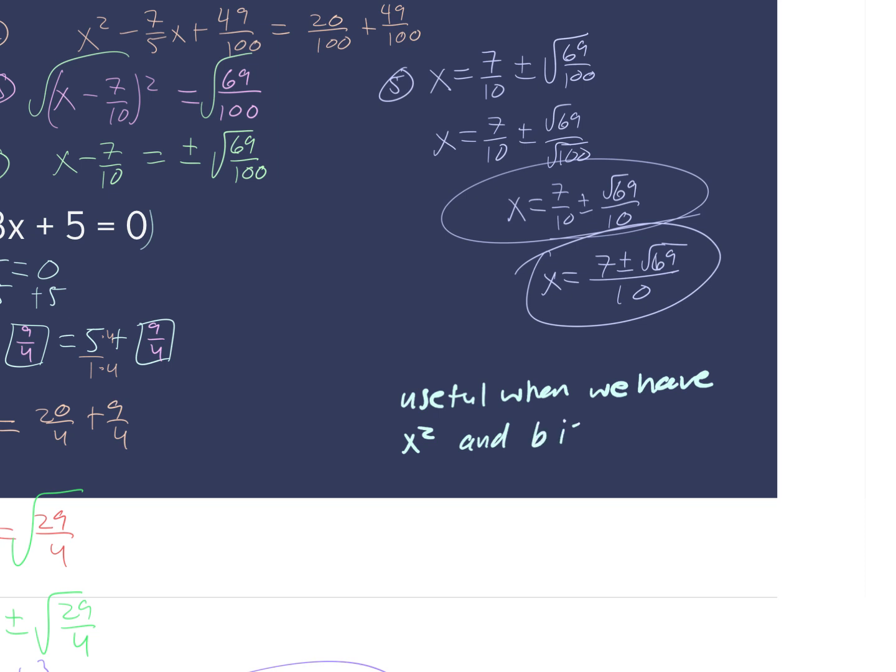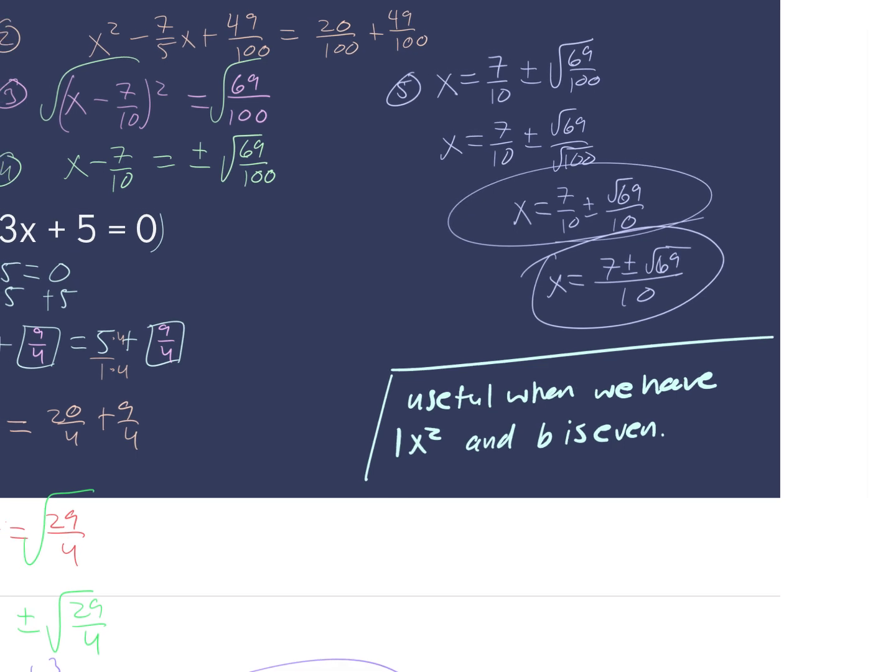and b is even, right? Because when b is even, and we saw it in the earlier examples, we don't get those fractions and we get nice perfect square trinomials, right? Ones that are pretty easy to factor, right? So this is just a little side note. It's useful when we have just an x squared, right? So 1x squared, you can think of it like that, and b is even, right?